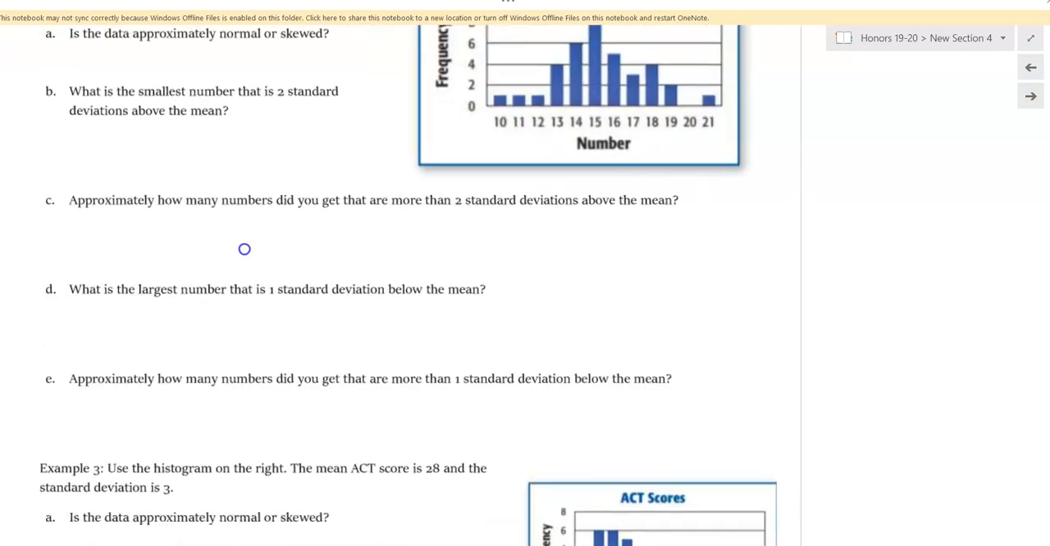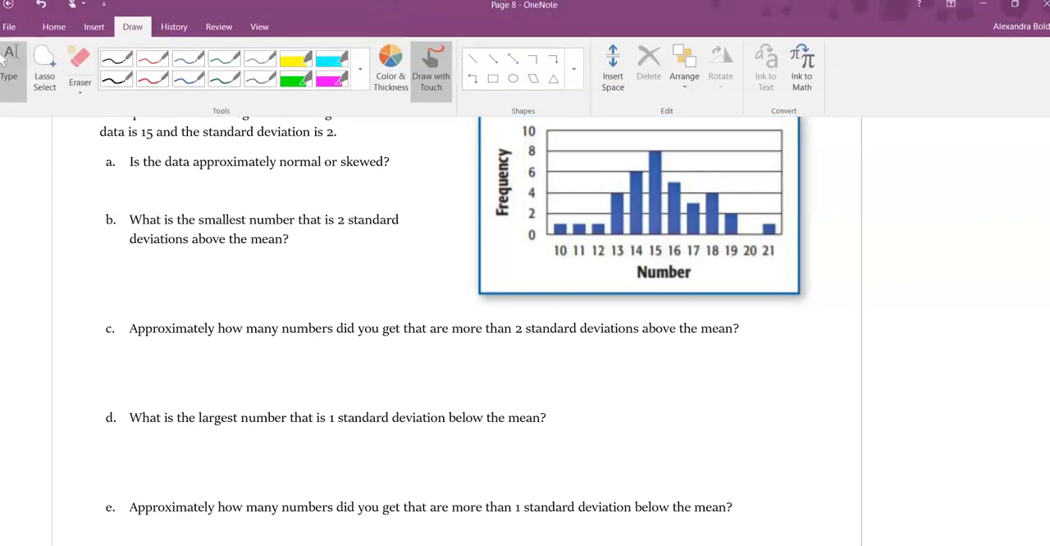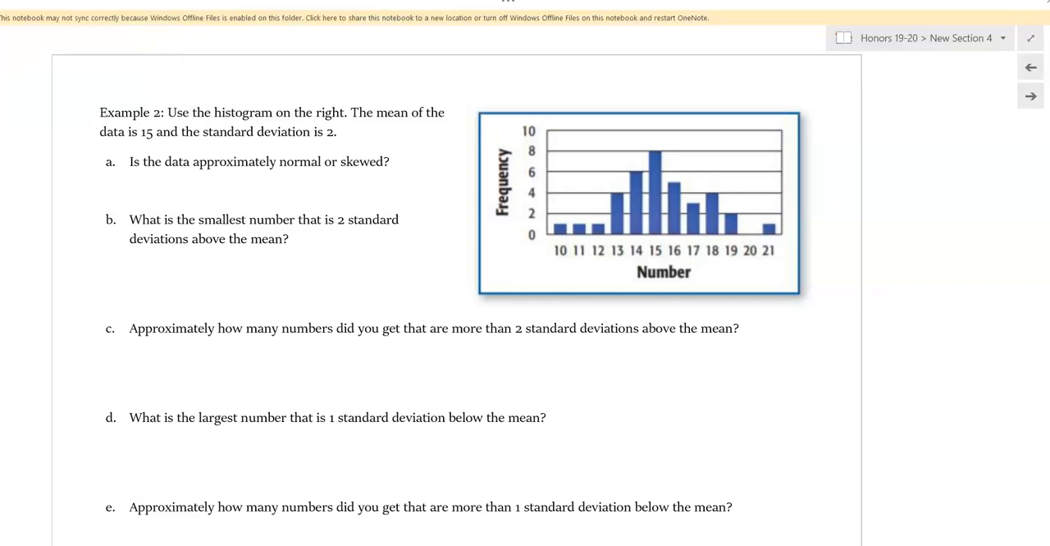Okay. So it says use the histogram on the right. The mean of the data is 15 and the standard deviation is 2. Is the data approximately normal or skewed? If we look at this, I can kind of draw that shape. Again, it's not perfect, but we're going to say this is approximately normal. It is kind of centered around the middle, going down towards the edges. It is approximately normal.